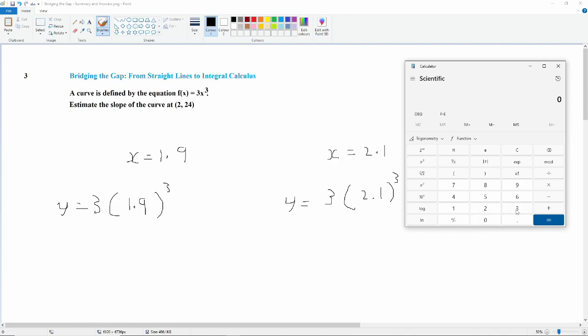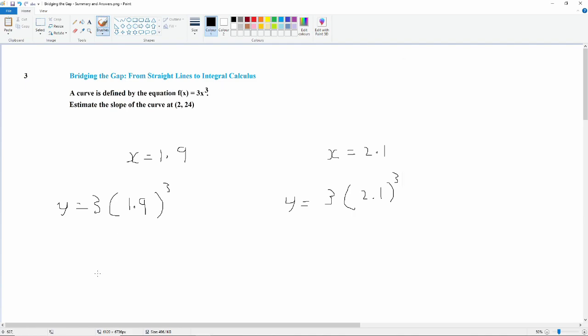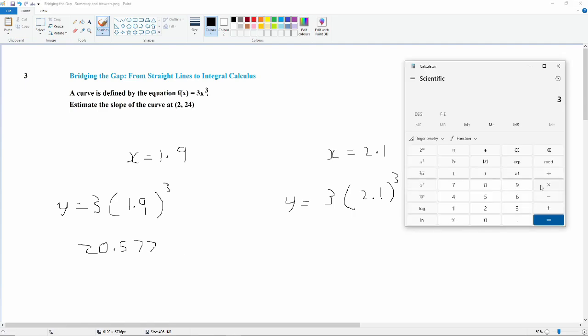Okay, so 3 times 1.9 raised to the power 3 is equal to 20.577. And 3 times 2.1 to the power 3 is equal to 27.783.